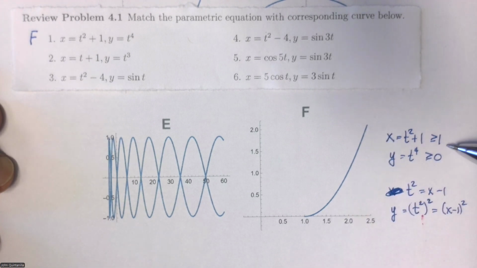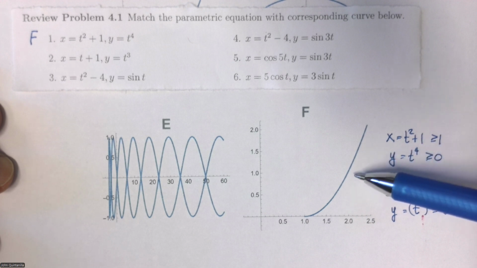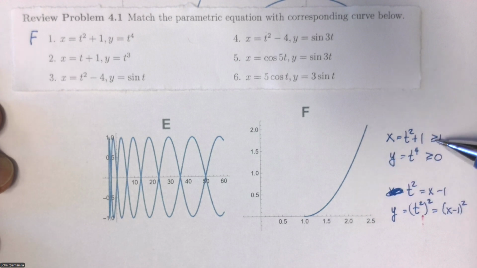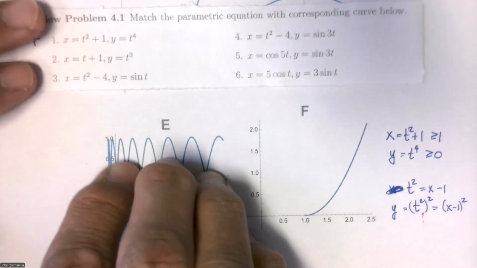But probably the easiest thing to see is these two observations, that this is the only graph of the six options where all the x-coordinates are greater than or equal to 1, and all the y-coordinates are greater than or equal to 0. All right, number two.